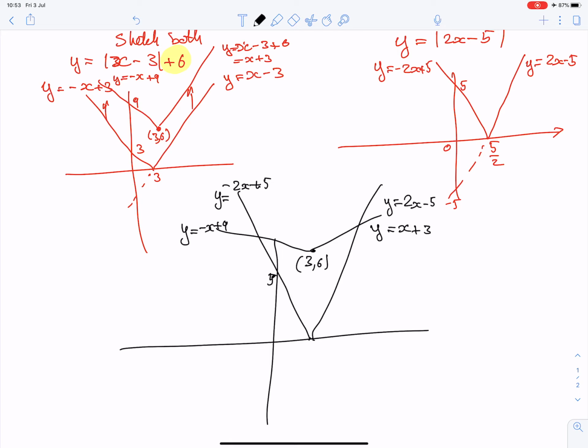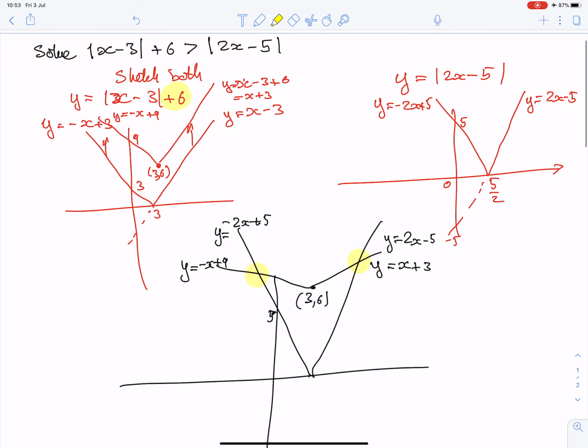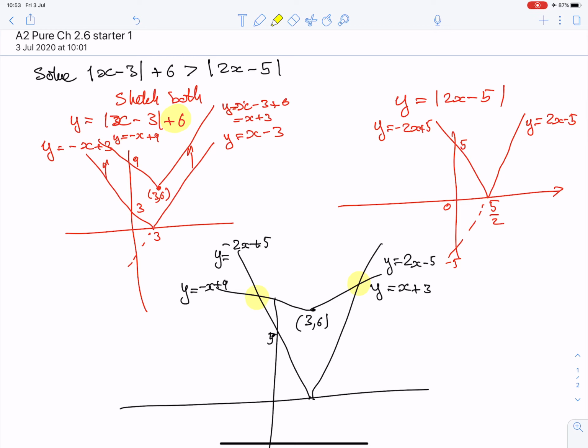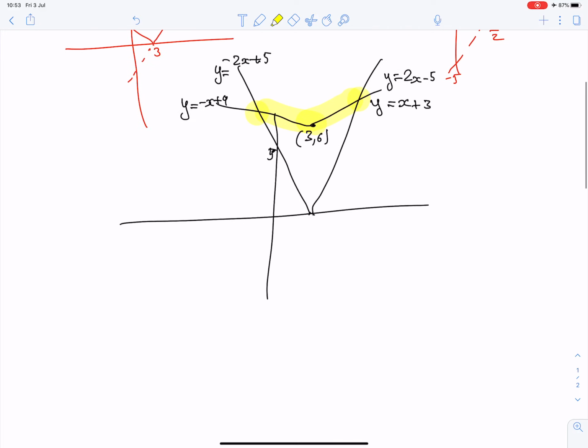I hope that's clear. So we've got 2 points of intersection, and we want the section of graph where the modulus of x minus 3 plus 6 is greater than. So we want this bit in here, the bit between those 2 points. So let's find the points of intersection.